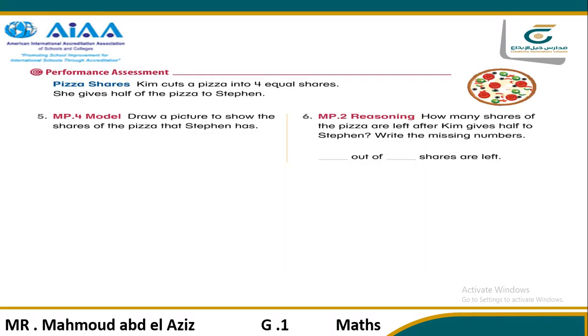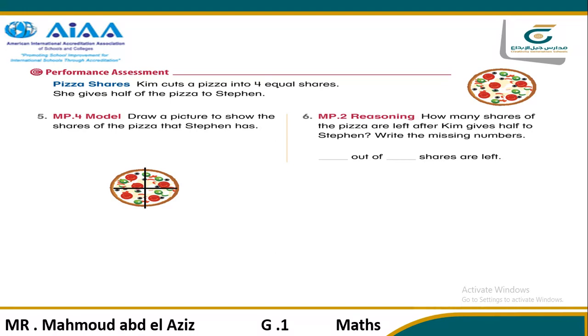So, dear students, with another question here. Kim cuts a pizza into 4 equal shares. She gives half of the pizza to Stephen. So our question here, draw a picture to show the shares of the pizza that Stephen has. So in this question, we have 4 equal shares, like this one. You can draw a circle. So we have here halves and another line to divide it into quarters or fourths. Excellent. Or 4 equal shares.